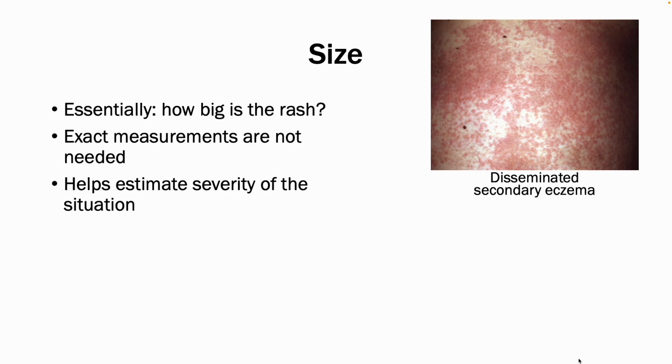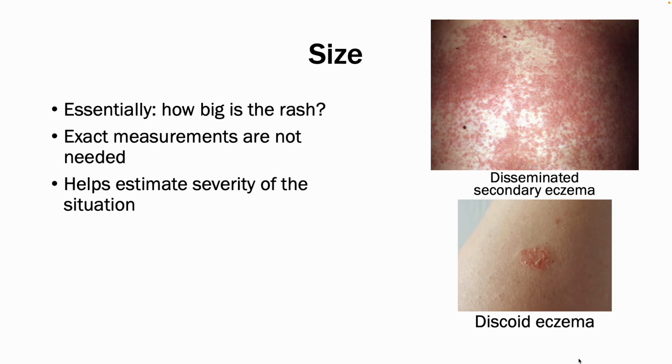So here you have someone with disseminated secondary eczema. As you can see, it is covering most of their back. I'll tell you that this is the back because it obviously is very hard to tell from the picture. Whereas, comparing it to someone with an individual lesion of discoid eczema, you would be a lot less worried about this patient. So communicating the size can be very valuable when discussing any dermatological lesions or rashes.